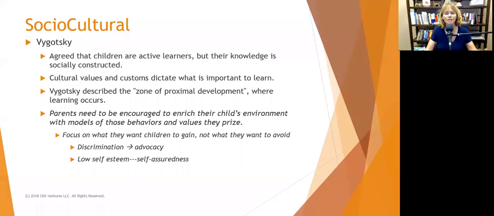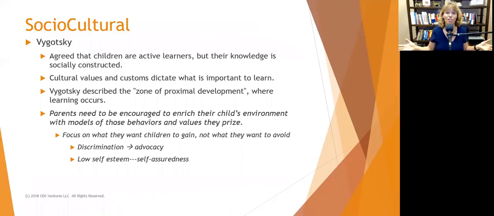So what types of things? Sometimes that means taking the child to a religious organization. Sometimes that means Boy Scouts or Girl Scouts, or whatever it is. But we want to encourage parents to enrich the child's environment with things we want them to learn. We want them to focus on what they want children to gain more than what they want them to avoid, because you're not going to be able to avoid discrimination everywhere and always.